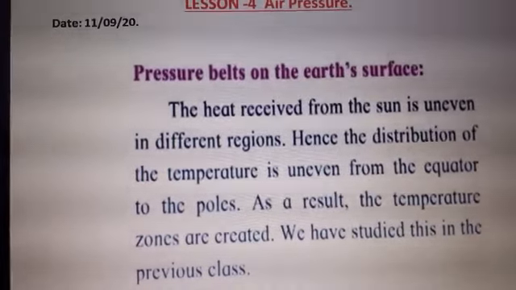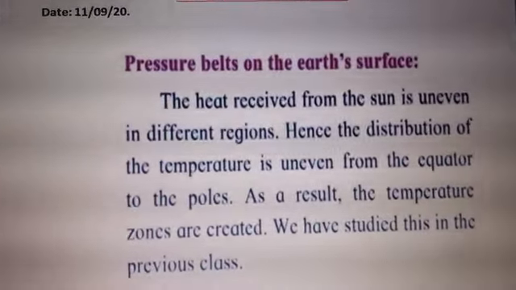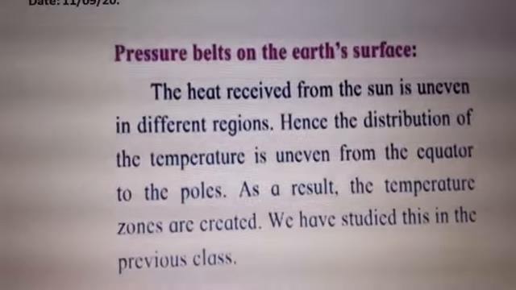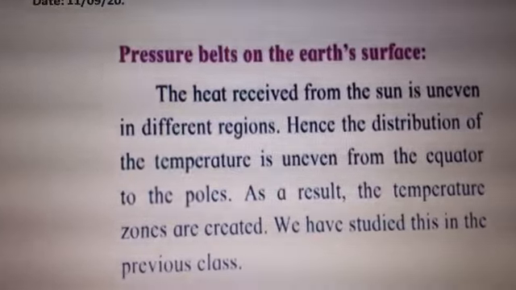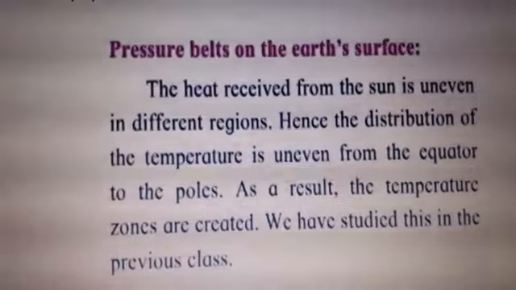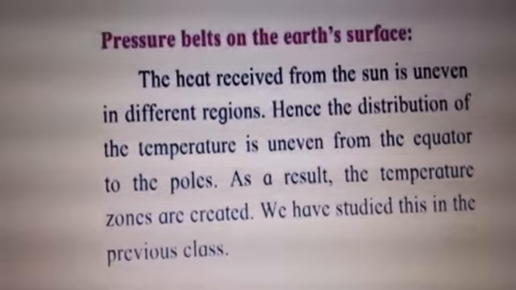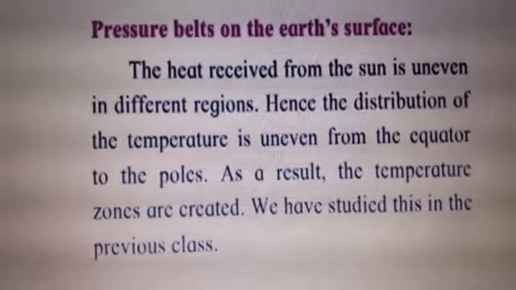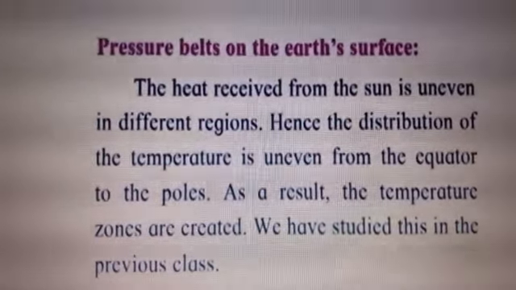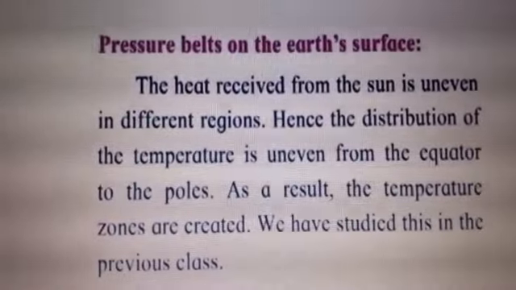We have studied in the last period about the different temperature zones. There are three temperature zones: torrid zone, temperate zone, and the frigid zone. Now these zones are present in both the hemispheres, that is the northern and the southern hemisphere. In today's period, we are going to start with the pressure belts on the Earth's surface.